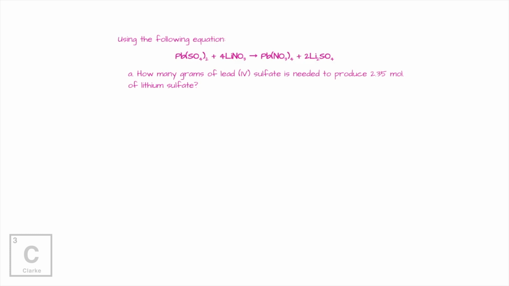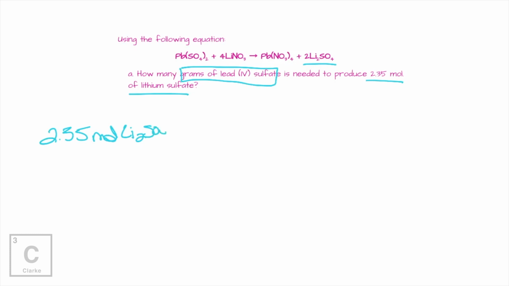Using the following formula: 1 mole of lead-4 sulfate reacts with 4 moles of lithium nitrate to produce 1 mole of lead-4 nitrate and 2 moles of lithium sulfate. Let's read the question. How many grams of lead-4 sulfate is needed to produce 2.35 moles of lithium sulfate? What we're given, what we're looking for. So let's write our given: 2.35 moles of lithium sulfate, Li2SO4. And we're looking for grams of lead-4 sulfate. Let's keep that in mind.